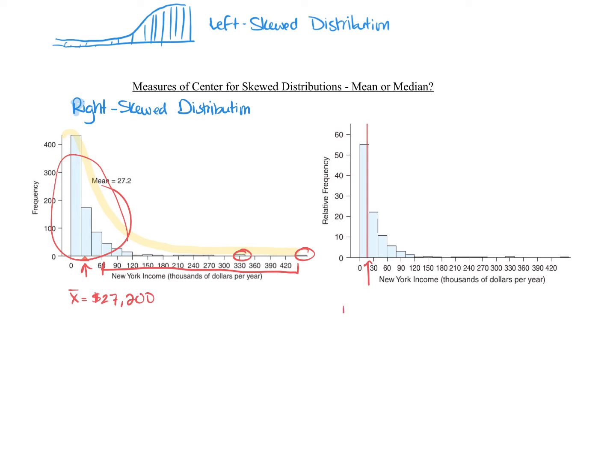So here we can see that if we calculate the median, the median is going to be closer to where we see the majority of the frequency bars, because that's how we break up the data. And the median value here is actually closer to 15,800, clearly more representative of what's going on with the majority of people's income in New York.